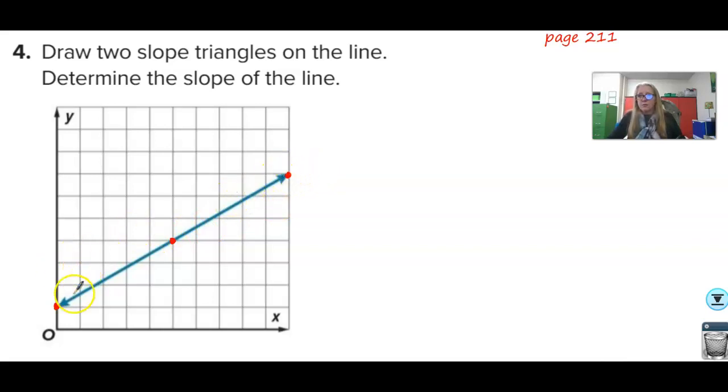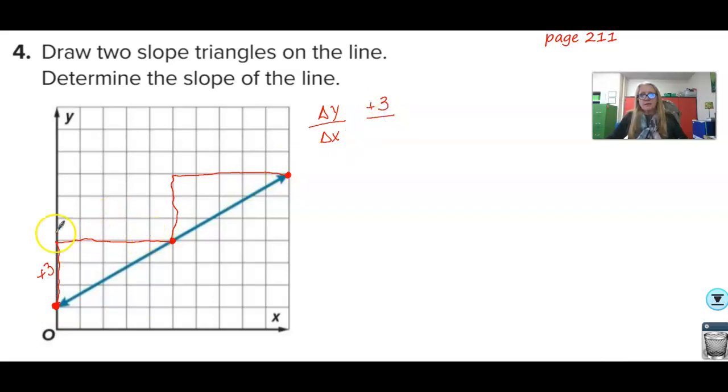Okay, so what we can do is we can travel from this one to this one, and then we can travel from this one to this one. All right, so starting from here, remember, change in Y is the top number, change in X is the bottom number. Our first move is always up or down. Up is positive, down is negative. So we're going to go up 1, 2, 3. So up 3. So the top number is +3.